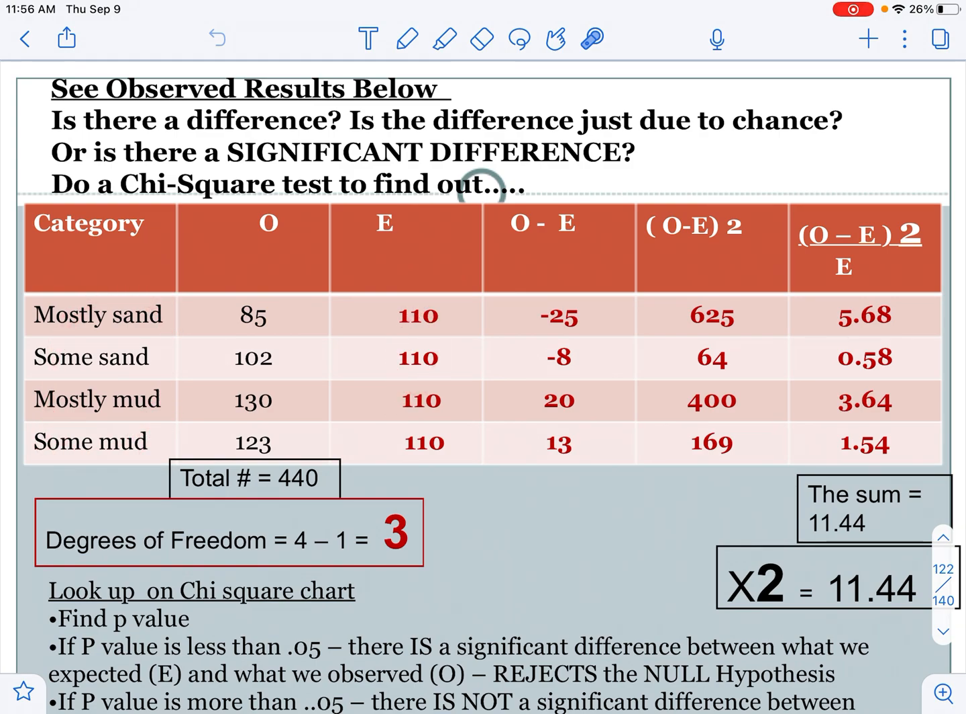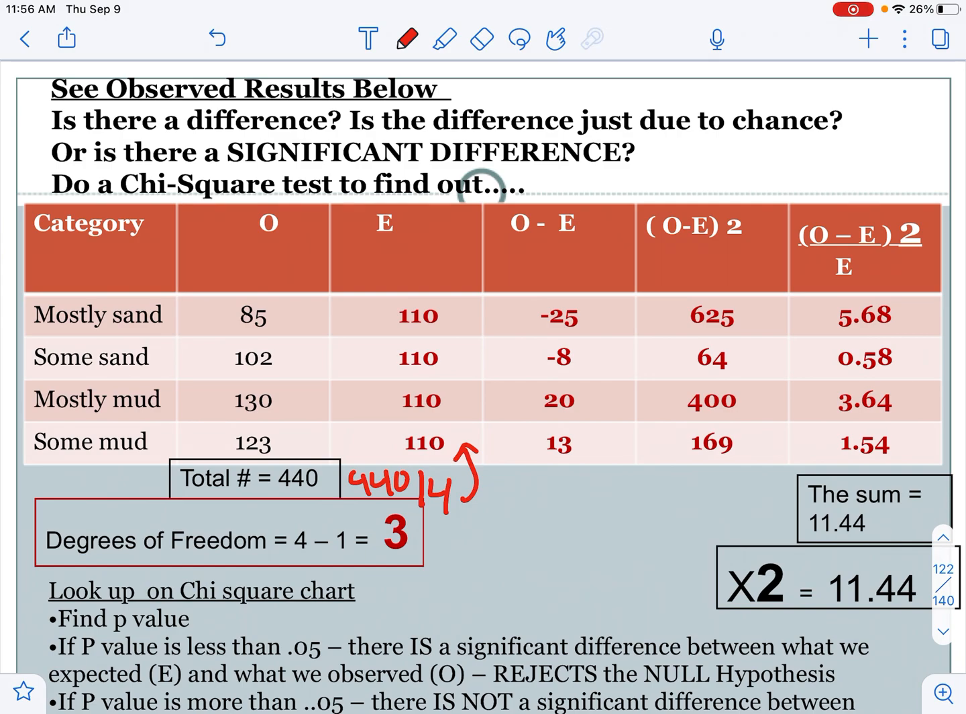So the way I got 110, you take your observed numbers that are given to you or you get in an experiment, you total those up, and this is the sum. So if you add these numbers up, there's 440 total nematophores that were counted. I divided that by 4, okay? Because we have 4 categories, and that's how I got the 110 in the expected column.